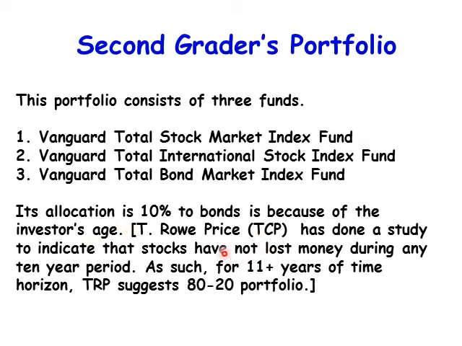And here is a reference. T. Rowe Price has done a study to indicate that stocks have not lost money during any 10-year period. As such, for an 11-plus-year time horizon, T. Rowe Price suggests an 80-20 portfolio, and this portfolio only has 10% bonds. It's a 90-10 portfolio.